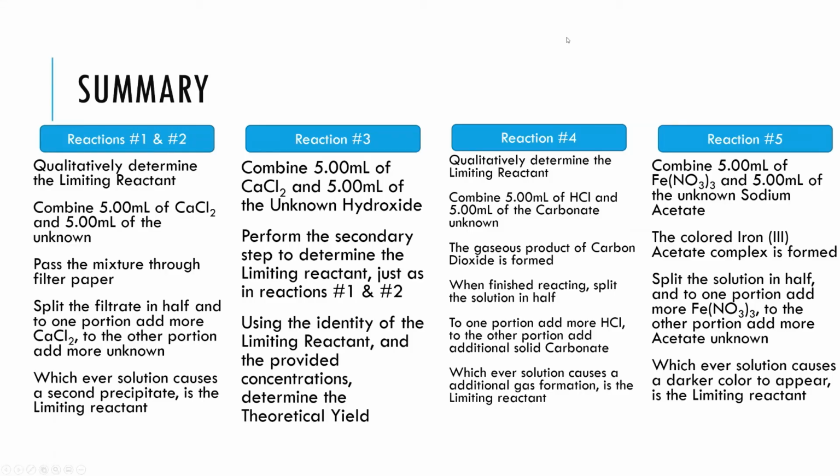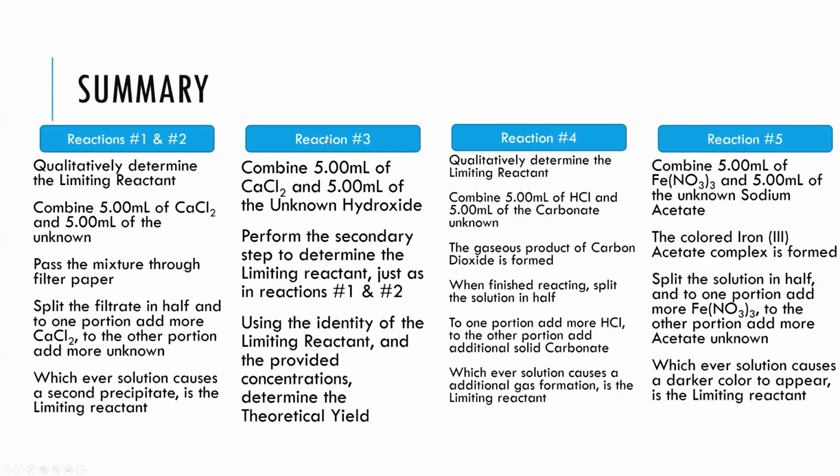So overall, you're going to be looking at 5 different reactions in the lab. The first 2 reactions are purely qualitative. What is the limiting reactant? You're combining 5 milliliters of calcium chloride and 5 milliliters of your unknown, either a carbonate unknown or a phosphate unknown, and that's forming a precipitate, which you can pass through filter paper and then perform a secondary test. And in that secondary test, whichever solution causes the precipitate to form, that is the limiting reactant.